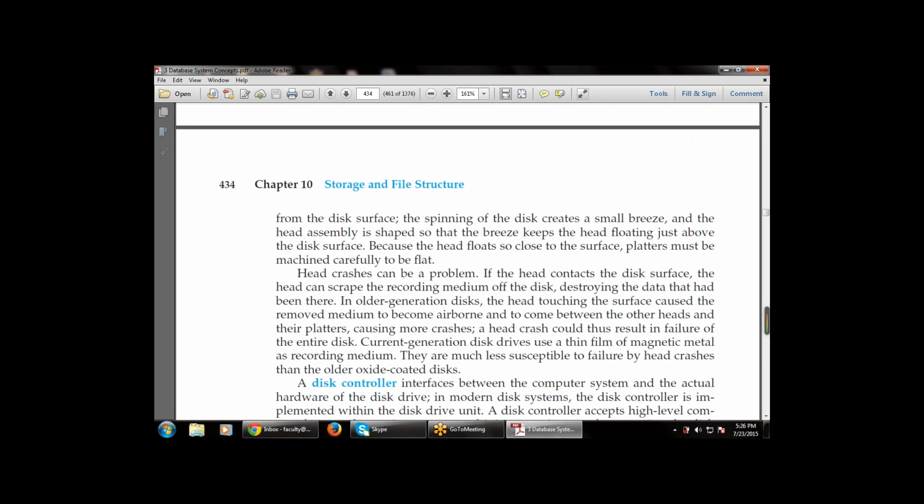The current generation disk drives use a thin film of magnetic metal as a recording medium. They are much less susceptible to failure by head crashes than the older oxide coated disk.